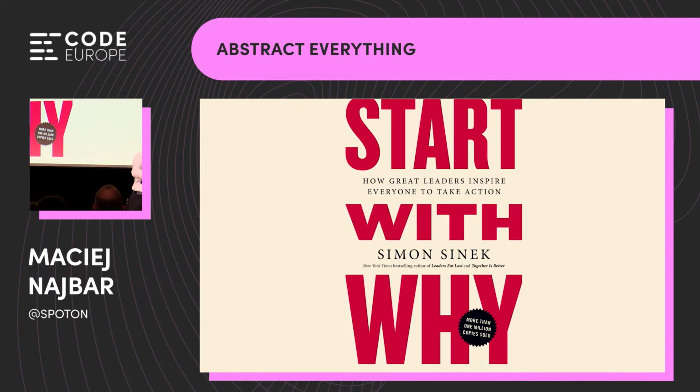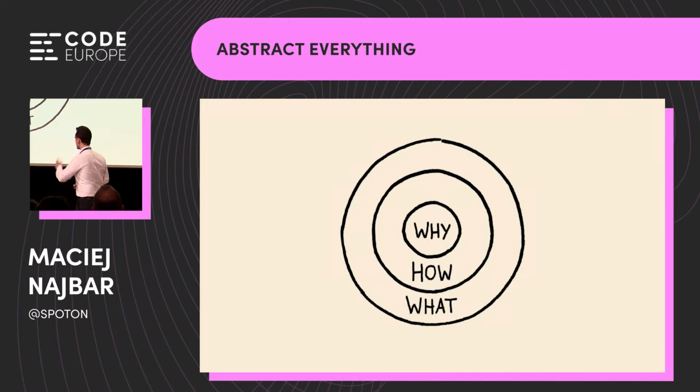So this book organized my thoughts. I always knew the power of context, and I always knew the power of abstraction. I just never realized that they are tightly connected. He presented it in a book in the form of a simple graph. He called it a golden circle. He says that every single company in the world knows what they do. Some of them know how they do it, so they can tell you how they differentiate themselves from the competition. But only few know why they do what they do.